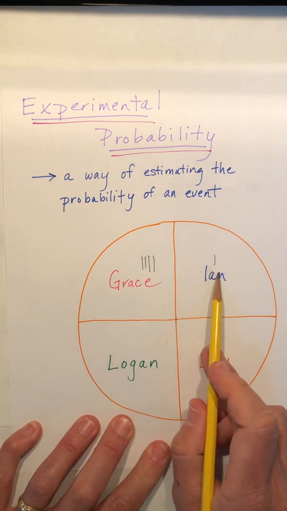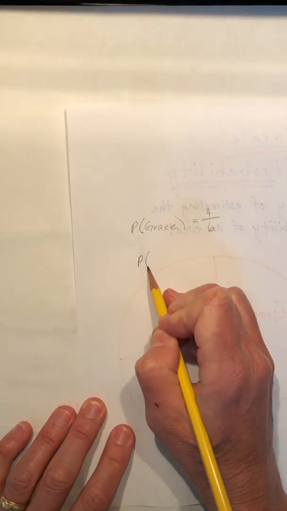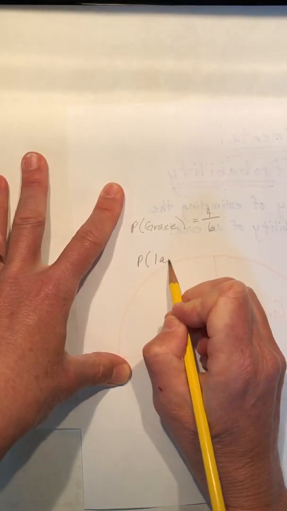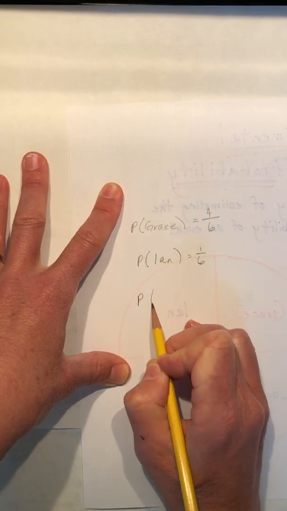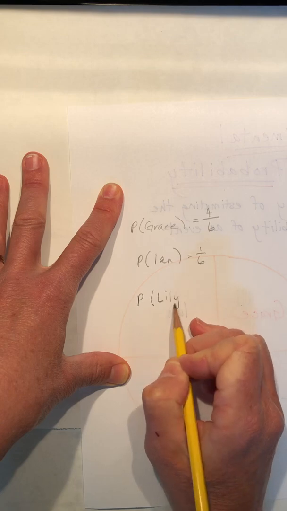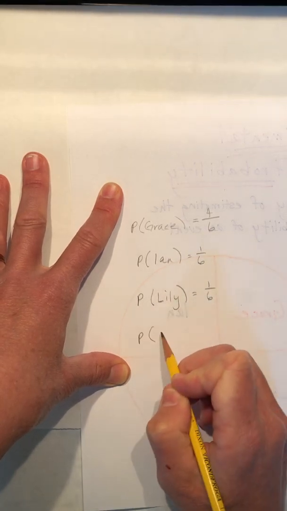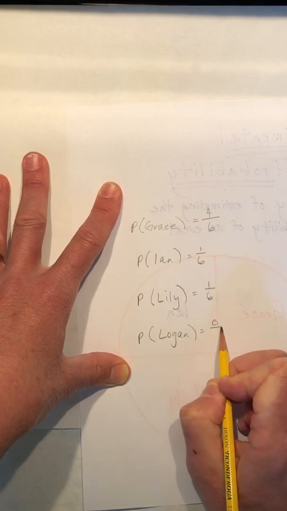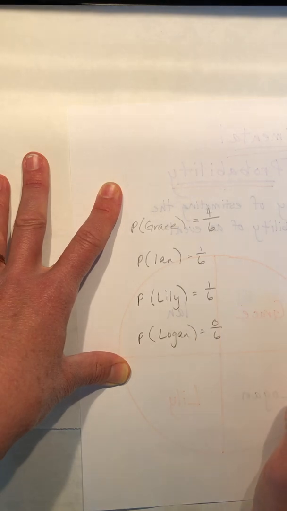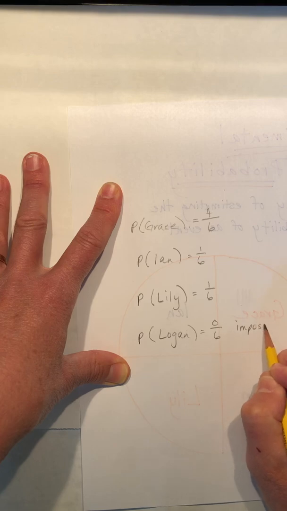Ian, I got 1 spin for Ian and 1 spin for Lily. So the probability of getting Ian was 1 out of 6. The probability of getting Lily was 1 out of 6. And the probability of spinning a Logan, sadly, was 0 out of 6. And this means that it is impossible. You remember that.